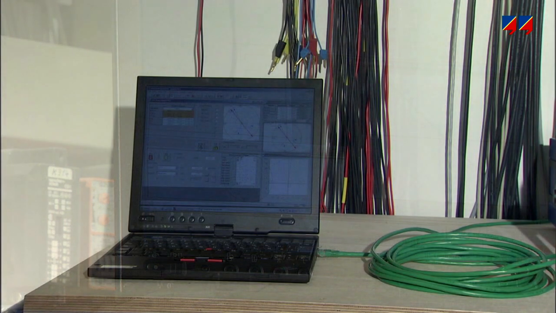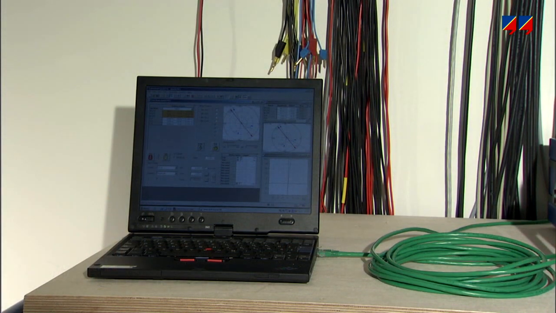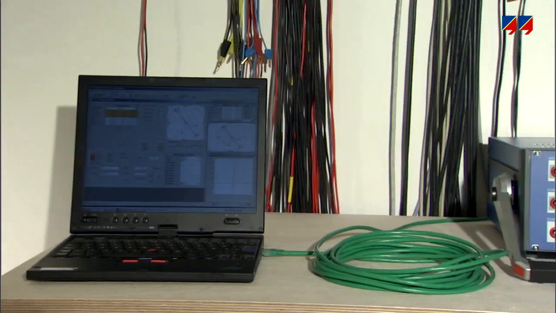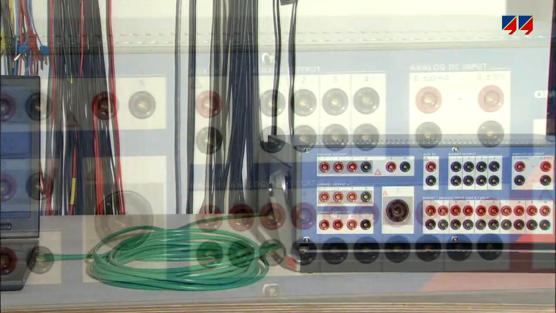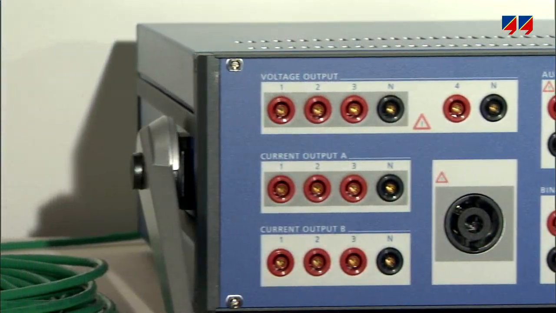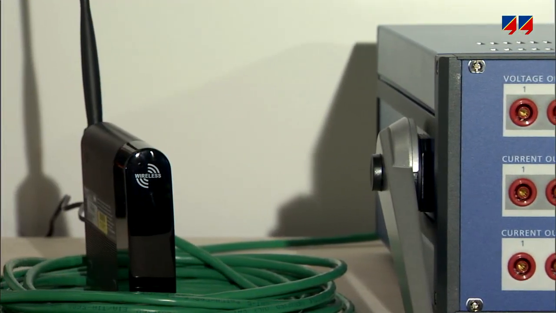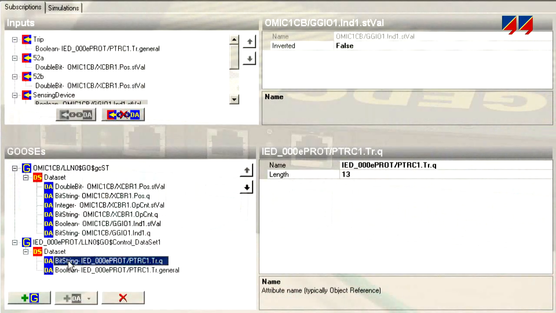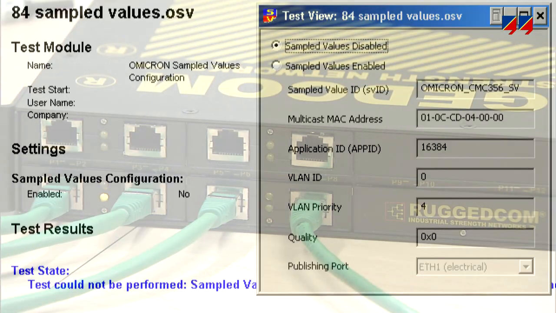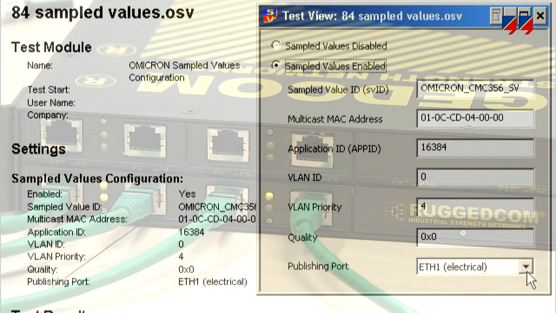If the CMC is controlled with a PC, it is connected via Ethernet, either directly through an Ethernet cable or over a network. Using this interface, the CMC can also be used for testing systems using the IEC 61850 communications specification, using GOOSE messages and sampled measured values.